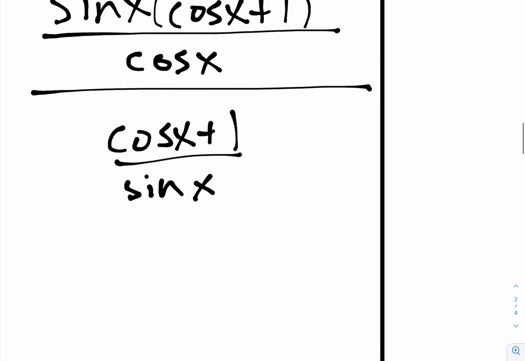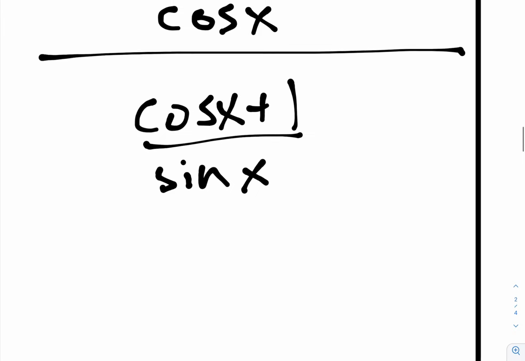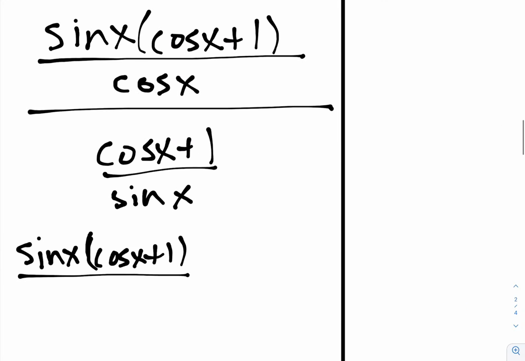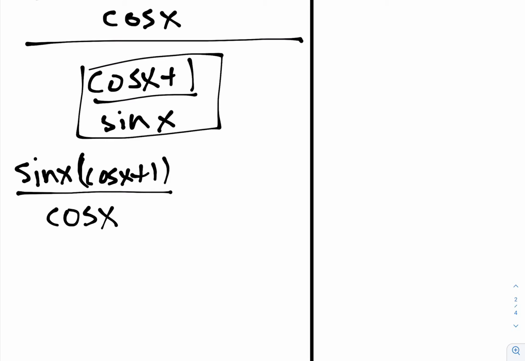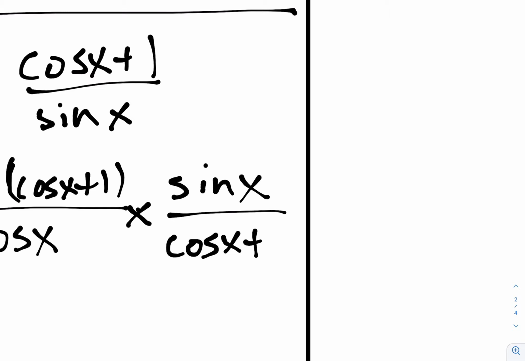Okay, so what I'm going to do now is write what we have on the top, our numerator, sine x times cos x plus 1, that's what we just did, divided by our lowest common denominator of cosine x. And instead of dividing by this denominator, I'm going to multiply by the reciprocal. So the reciprocal of cos x plus 1 over sine x is just sine x over cos x plus 1. We're just flipping the top and the bottom.